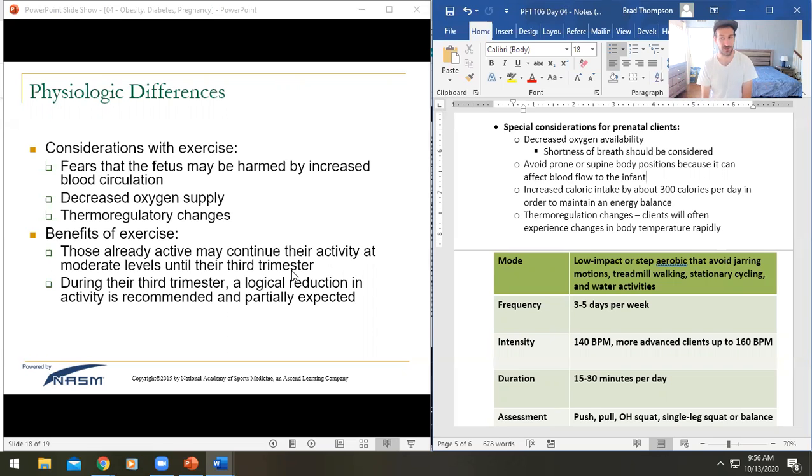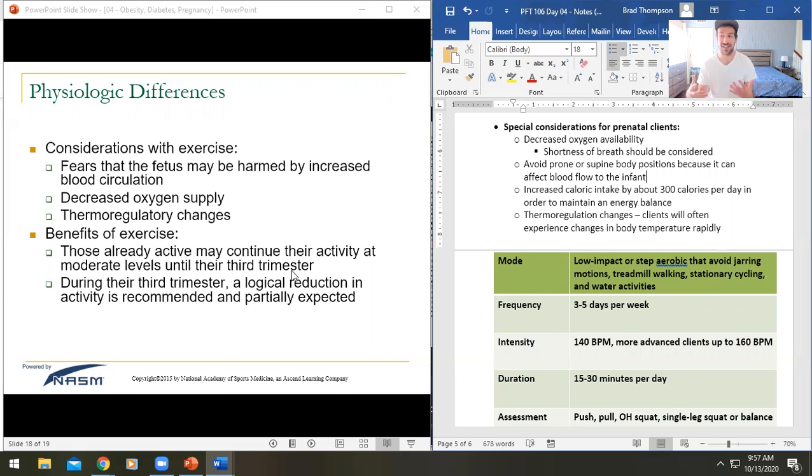And then this is one that, trust me, if you ever have a client who's pregnant and you are training them, you will not be able to forget this last one, which is there are going to be thermoregulation changes. Your clients are going to experience changes in body temperature super rapidly. They'll be like, I'm hot and I'm cranky and it's your fault and I hate you. And it's like, hey, I'm just here to make you do squats. I didn't control the thermostat. But trust me, your clients will get a little irritable pretty easily.